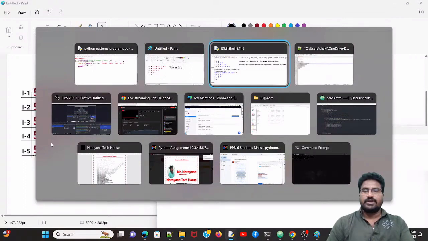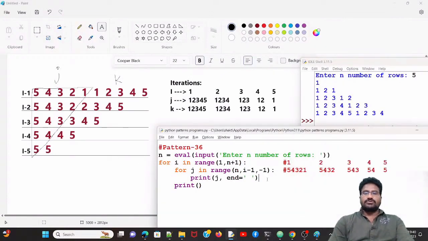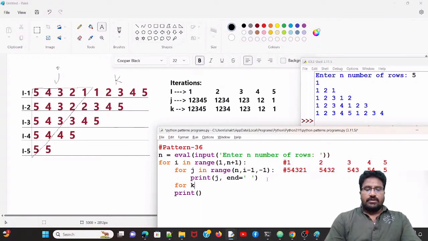Now all of you observe here. All of you observe now. Let's go for what here? For K in range of... so starting is not fixed, right?